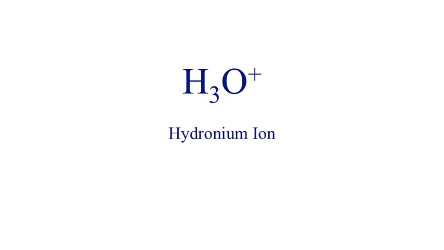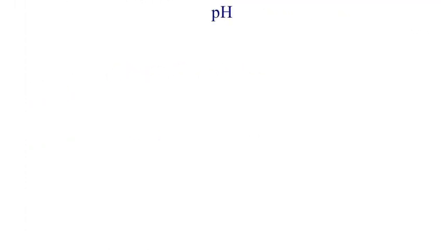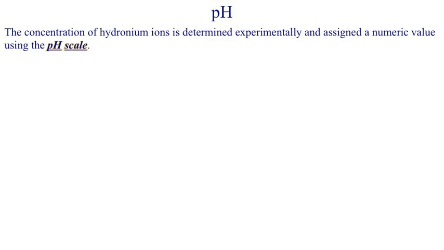The concentration of hydronium ions both affects and is affected by cellular metabolic activity. If the concentration of hydronium ions is too large or too small, irreversible damage to cells will occur. For these and many other reasons, much work has gone into enabling the experimental measurement of the hydronium ion concentration. The concentration of hydronium ions is determined experimentally and assigned a numeric value using the pH scale.